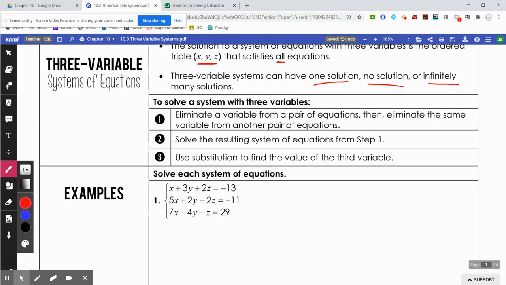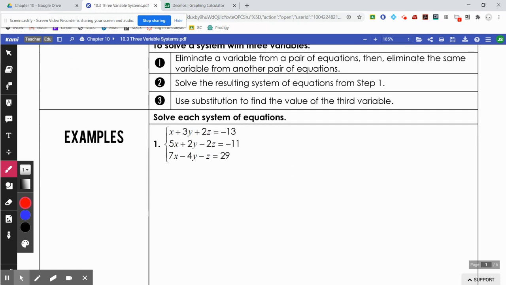We're going to eliminate a variable from a pair of equations. Then we're going to eliminate the same variable from another pair of equations. And we can do so using substitution or elimination. Then we're going to solve the resulting system of equations from step one, and we're going to substitute to find the third variable. So let's show you how we do that.